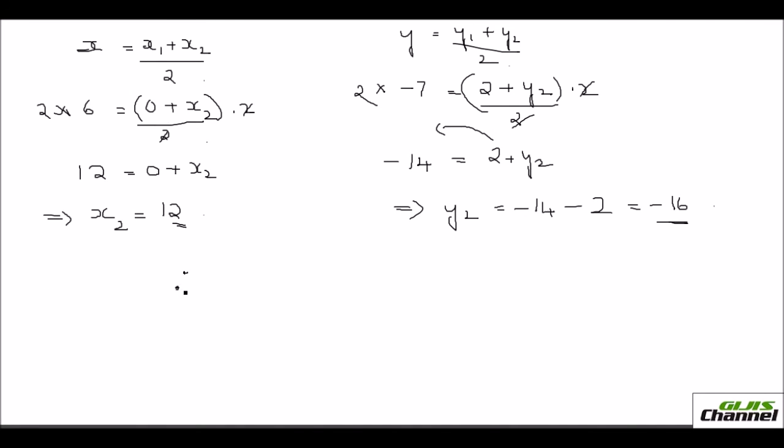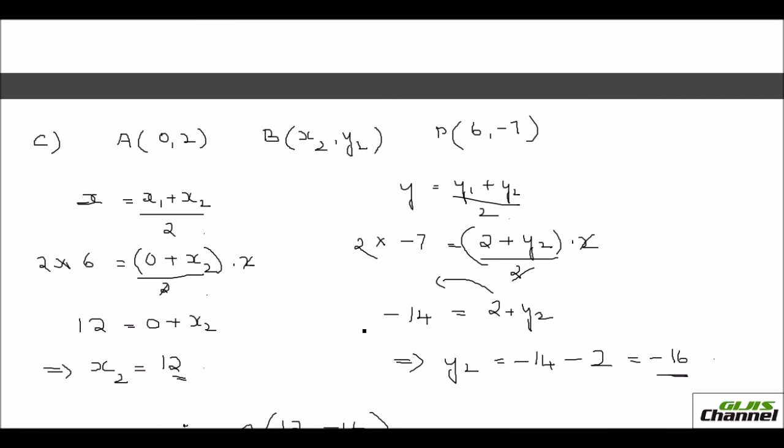Therefore, you can conclude that the coordinates of B are, first write the x coordinate and then the y coordinate, 12 comma negative 16. See, in all the three methods you get the same answer, but the formula method is the safest method so that you don't go wrong anyway, provided you concentrate on your signs and the calculation.